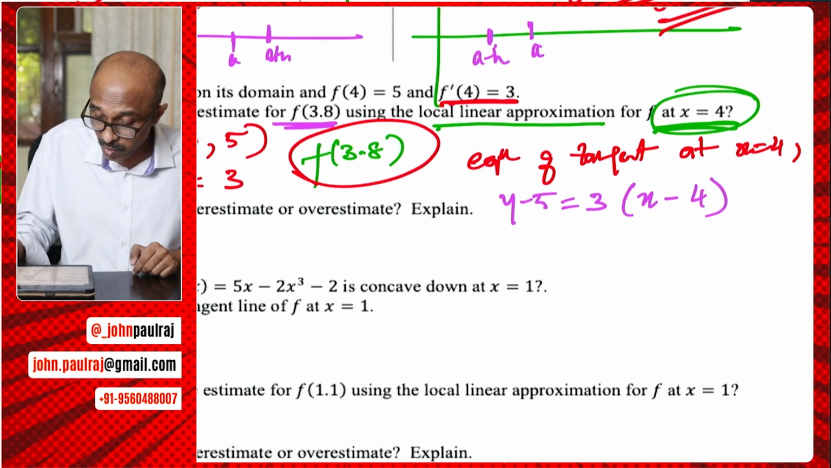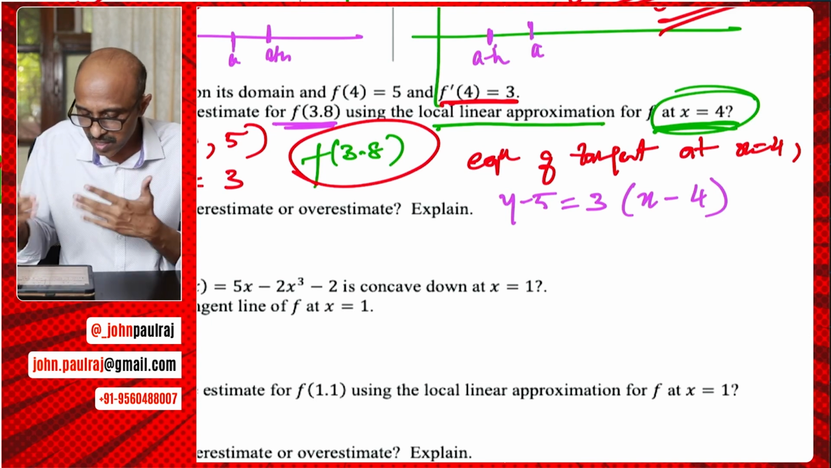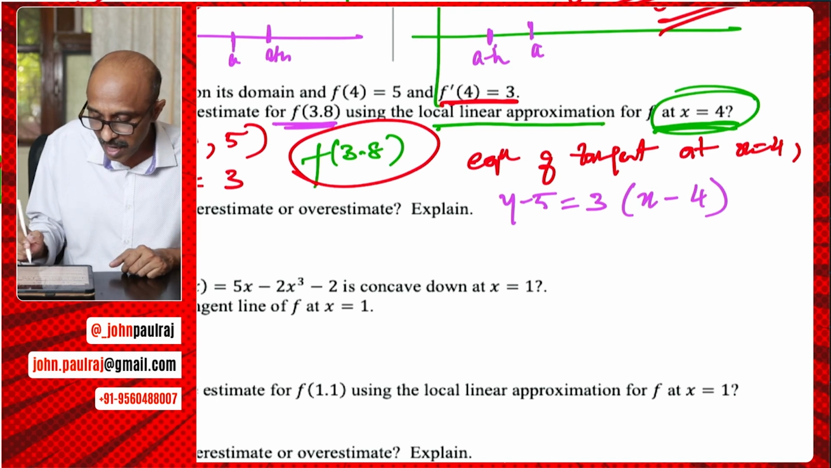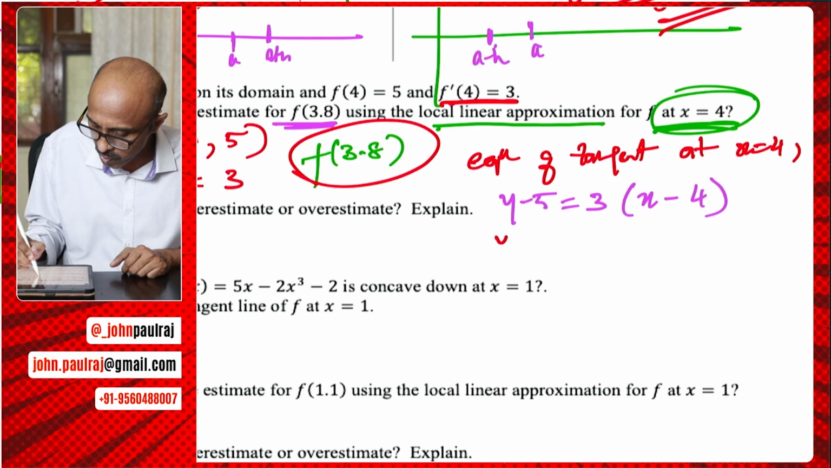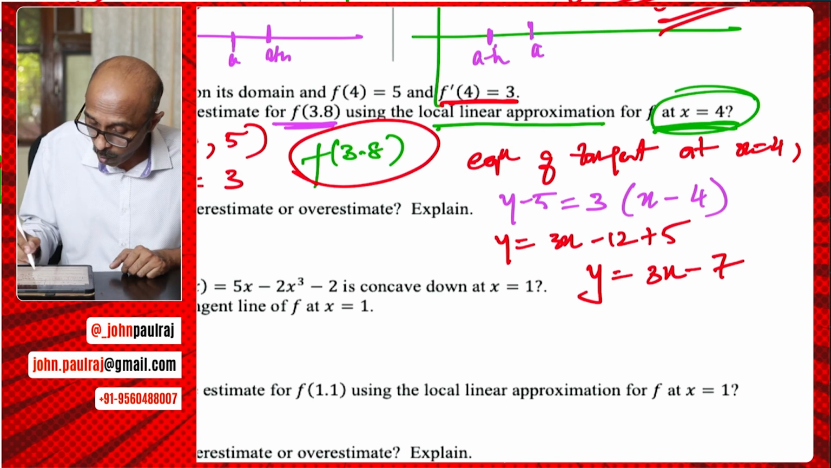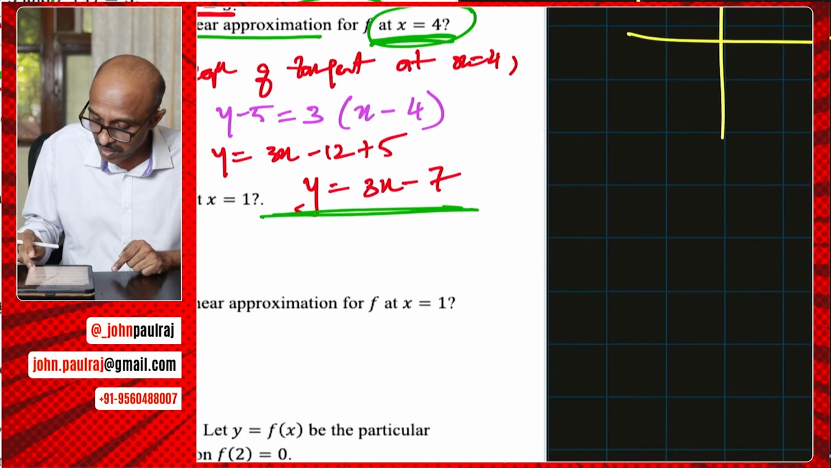Now, sometimes this form is good enough, especially when you are trying to approximate, okay? But sometimes you might just want to write it in a simplified form and then find the value. That's also okay. Sometimes I'll do an example where this is easier. So let's see. When you simplify, y is equal to 3x minus 12 plus 5, and the equation of the tangent we have is y is equal to 3x minus 7. This is the equation of the tangent. And what we are trying to do is use the equation of the tangent to approximate the value of the function.